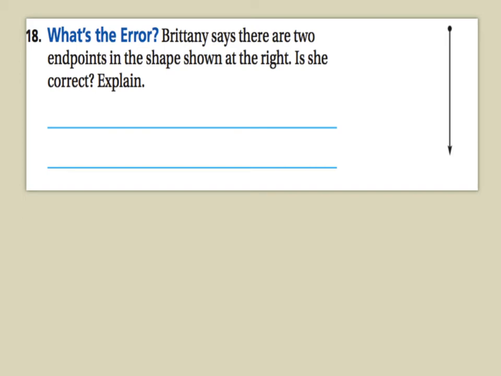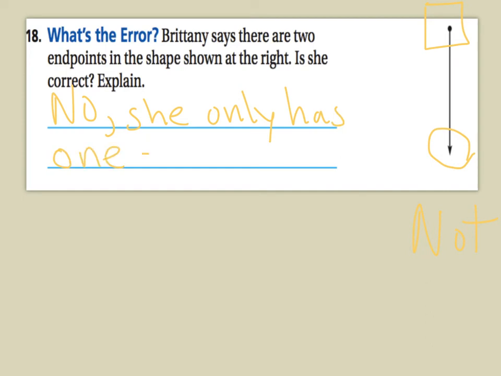Now, she says she has 2 endpoints. So I see that she has 1 endpoint right here. That is good. That's an endpoint. Now, let's see if she has another endpoint. Down here at the bottom, that is an arrow. That is not an endpoint. So, is she correct? No. She only has 1 endpoint.